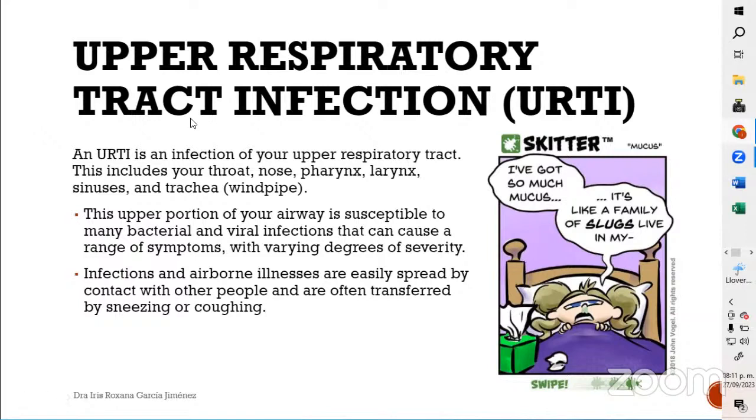Thank you so much. So as you can see, very common situations. We all know about it. We all live with this all the time, right? And always remember the structures that the URTI takes, okay? Throat, nose, pharynx, larynx, sinuses, and trachea. Easy to make.